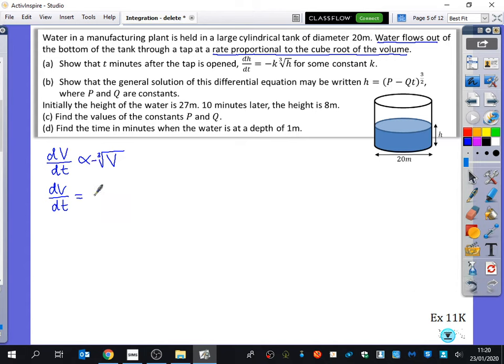Oh, very good. It's going to be a minus, because it's decreasing. So it will be minus, do I want to use k? Because they've got k there. I'm going to use a different constant. I'm going to use c, rather than k, because they've used k in the question and it might get a bit confusing if we keep repeating the same letters.